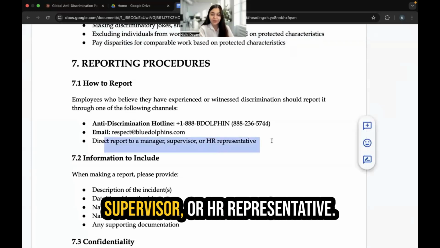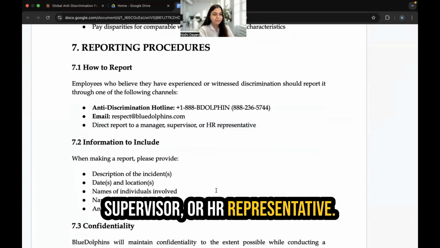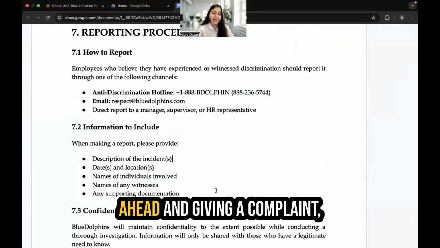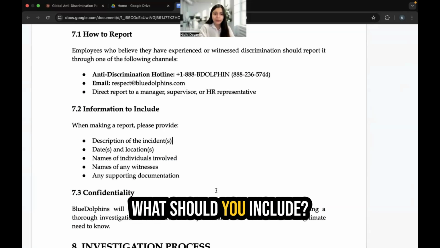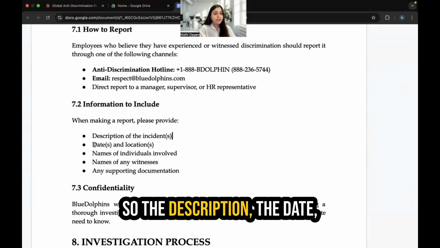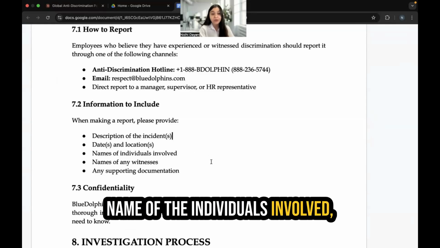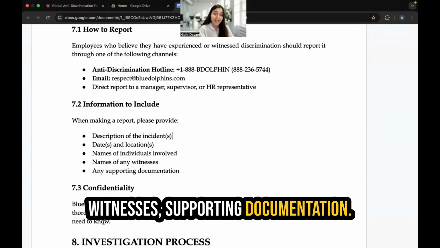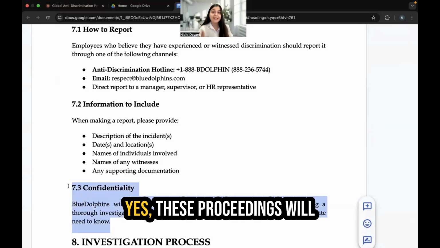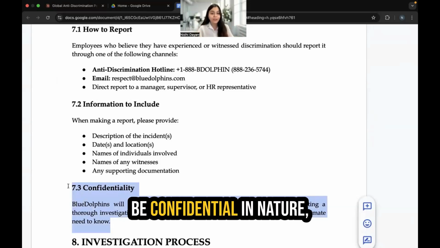Direct report to manager, supervisor, or HR representative. What it also says that when you're going ahead and giving a complaint, what should you include? So the description, the date, name of the individuals involved, witnesses, supporting documentation. And it also goes on to say that yes, these proceedings will be confidential in nature.